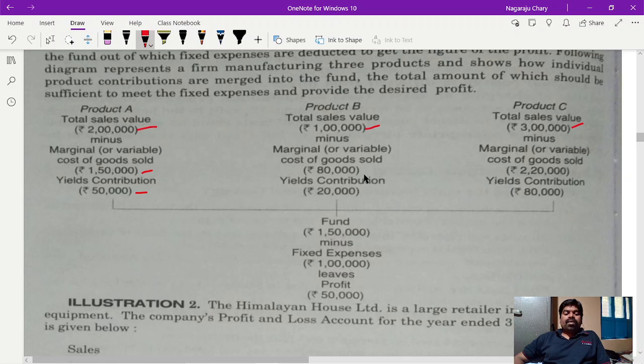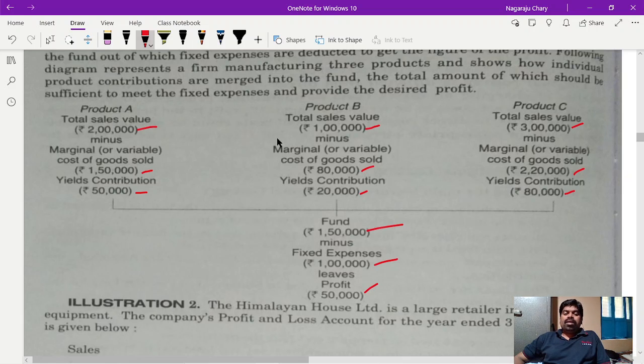For product B, marginal cost is 80,000, which gives us a contribution of 20,000. For product C, it is 2 lakhs 20,000, and the contribution is 80,000. Now these three contributions, 80,000, 20,000, and 50,000, give us 1 lakh 50,000. From that, fixed expenses of 1 lakh are to be deducted. Then ultimately we get a profit of 50,000.